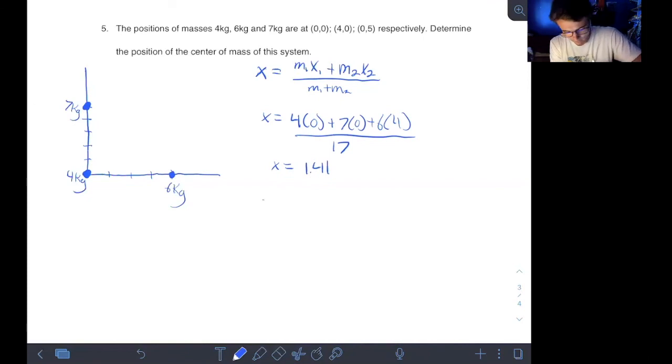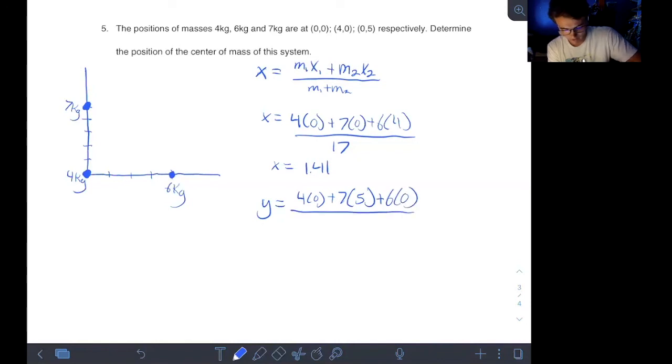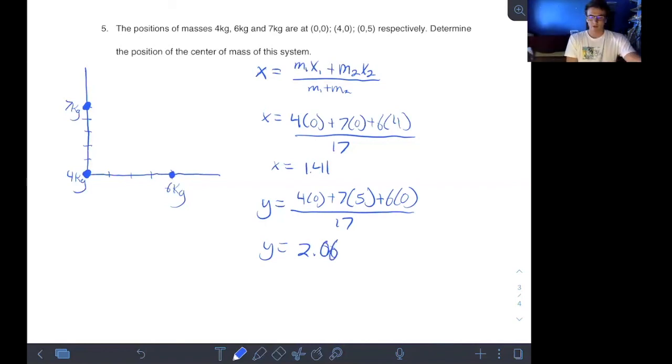Okay, so now let's do the y coordinates. It's pretty similar, just averaging all the coordinates. So the y coordinate for 4 is 0. The y coordinate for 7 is 5, right? And 6 is 0. And then divided by 17, right? So then the y coordinate is 2.06. Cool, we got our x and y coordinates.